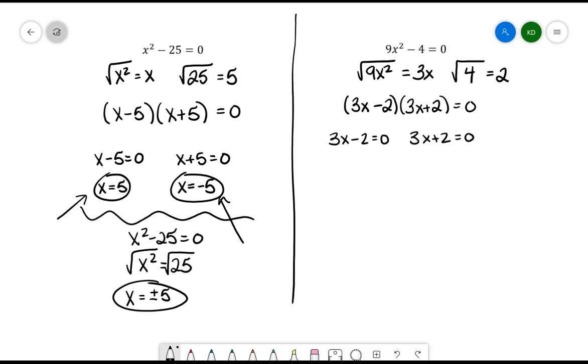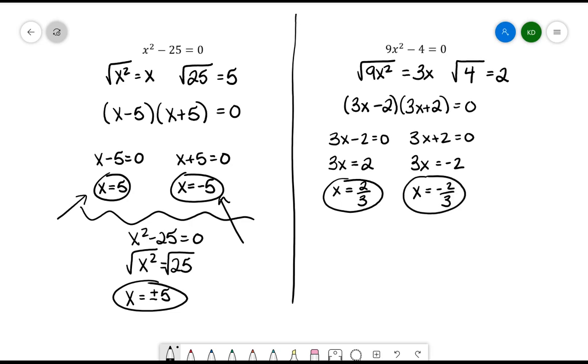We're going to take each factor and set it equal to 0 separately. Okay, for the first one, 3x minus 2 equals 0. How do I get x by itself? I'm going to add 2 to both sides. That eliminates the 2 from the left, and we get positive 2 on the right side. Then I'm going to divide both sides by 3. That's going to eliminate the 3 from the left. And on the right side, I get 2 divided by 3, which is just 2/3. I'm going to leave it in fraction form. The next one, first thing I would do is subtract 2. So I'll get 3x equals negative 2. And then the next step, just like before, I'm going to divide both sides by 3, and we'll get x equals negative 2/3. Again, I'm going to keep this in fraction form.